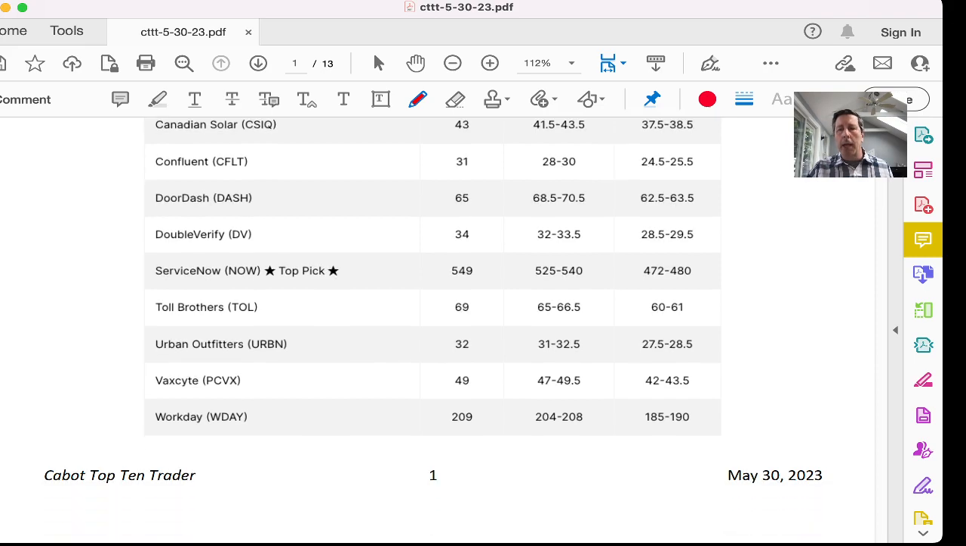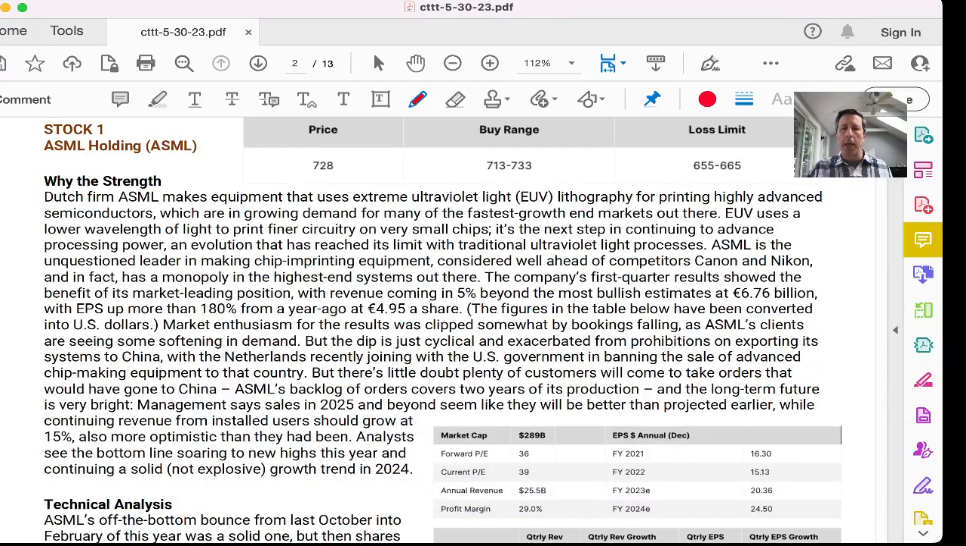Now, each stock is going to have the following sections, okay? In this case, this is ASML, just from late May of 2023. The first section is why the strength, which is pretty self-explanatory. We're not going to be boilerplating you. We're not just going to tell you it's a semiconductor or chip equipment manufacturer. We'll tell you that so you know the basics, but we really want to tell you why the stock is strong. Why is it hitting new highs?